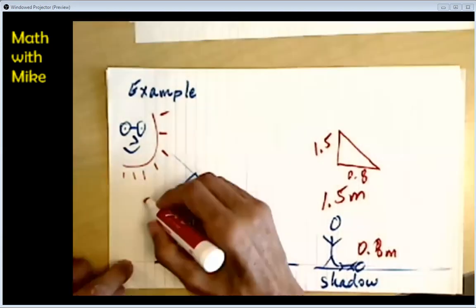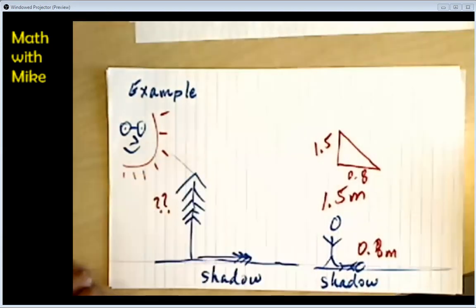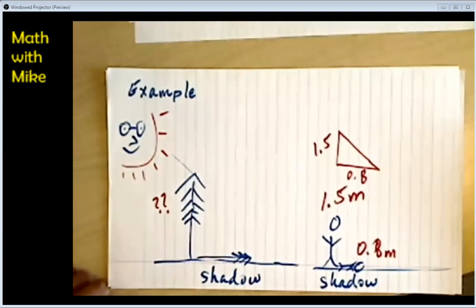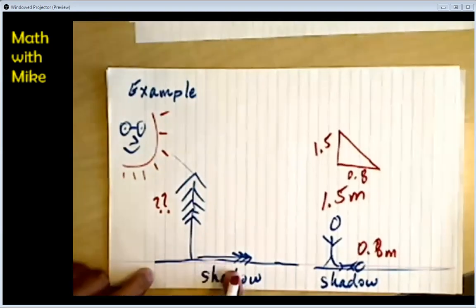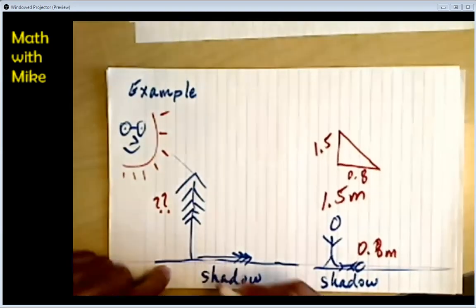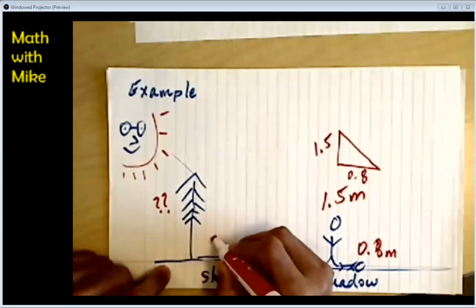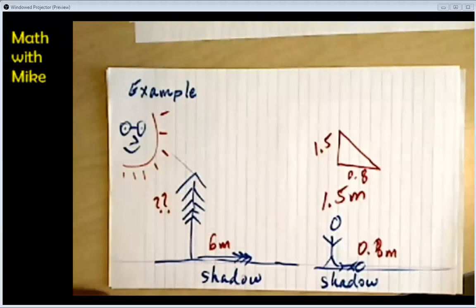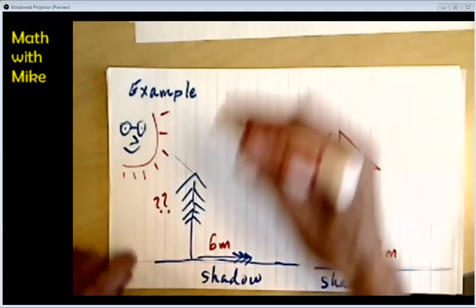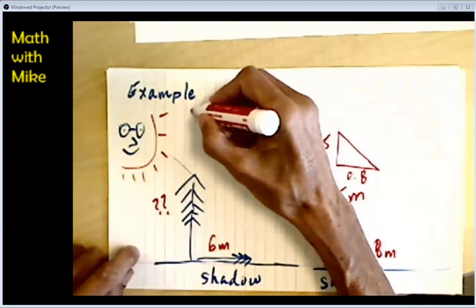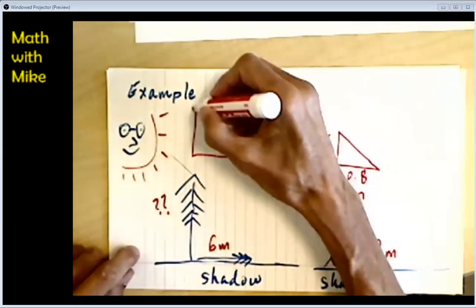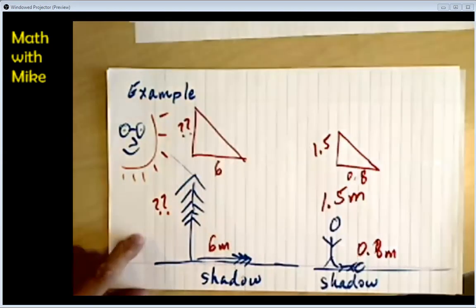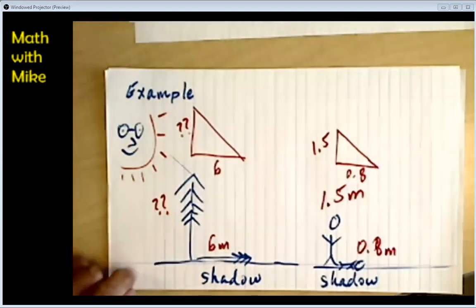Well, let's say we want to figure out how high this tree is. If we measure this shadow, and let's say it's 6 meters, then what we got is this situation. We got a bigger triangle where that's 6 along that side and a missing value along that side.